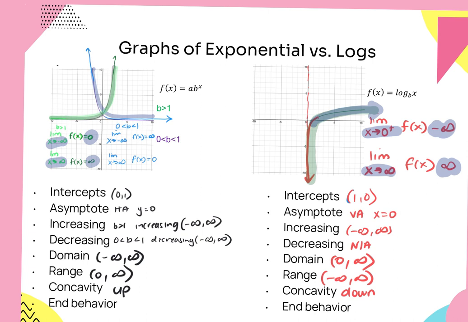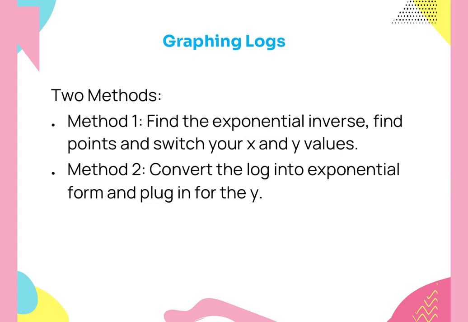I'm moving on. All right, so then to graph, and we talked about this briefly yesterday, but there are 2 methods. The first is find the exponential inverse, find the coordinate points, and then switch your x and y values. And I would say that that's easy for something that's a basic log.